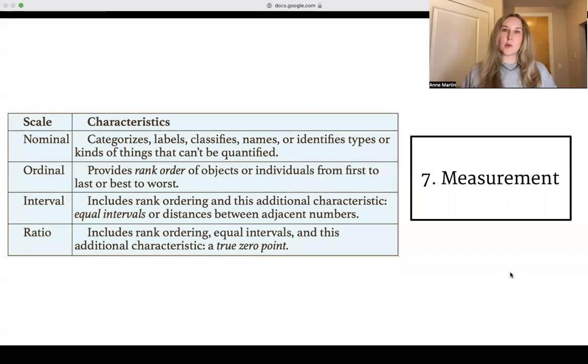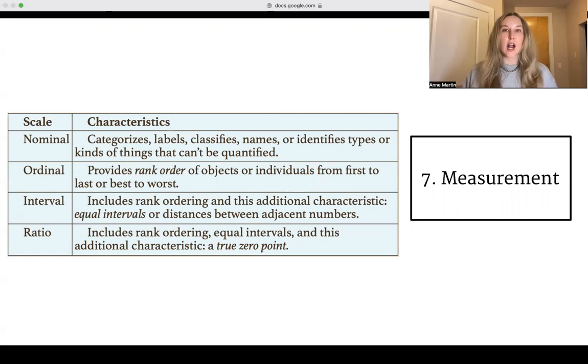Okay, chapter 7 was all about measurement and the different procedures that researchers go through to make sure that the tools and the instruments that they are using are reliable and valid and are measuring the constructs that they are hoping to measure. So the chapter starts off by talking about different scales.